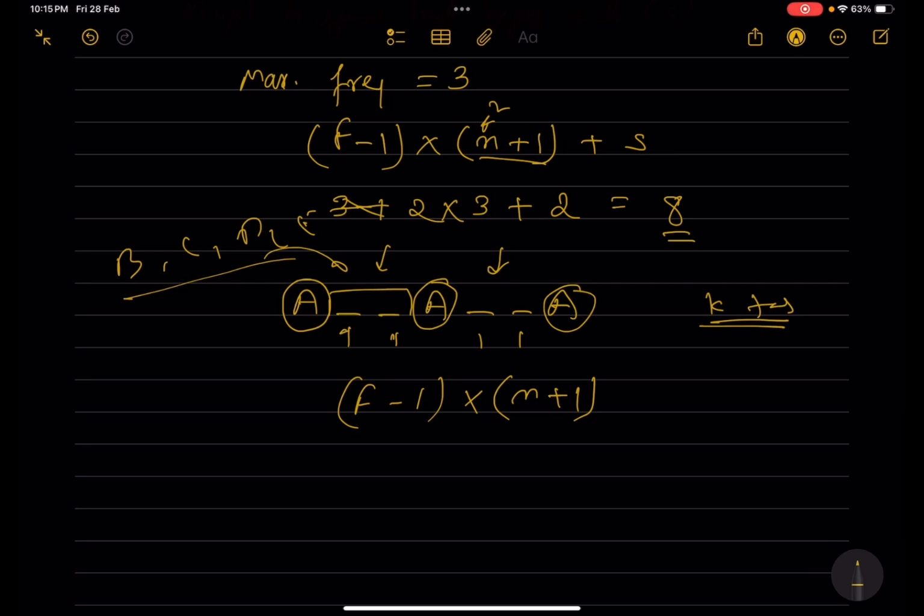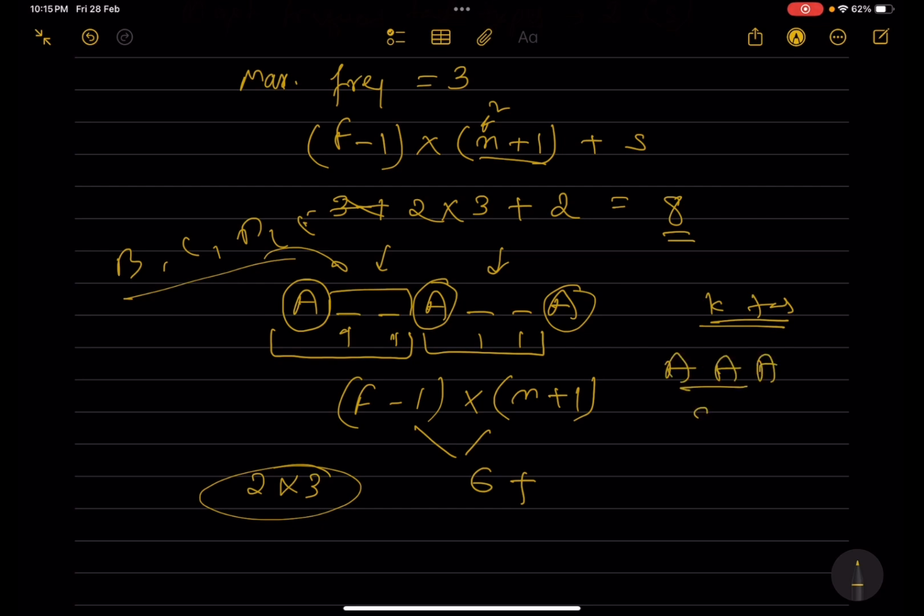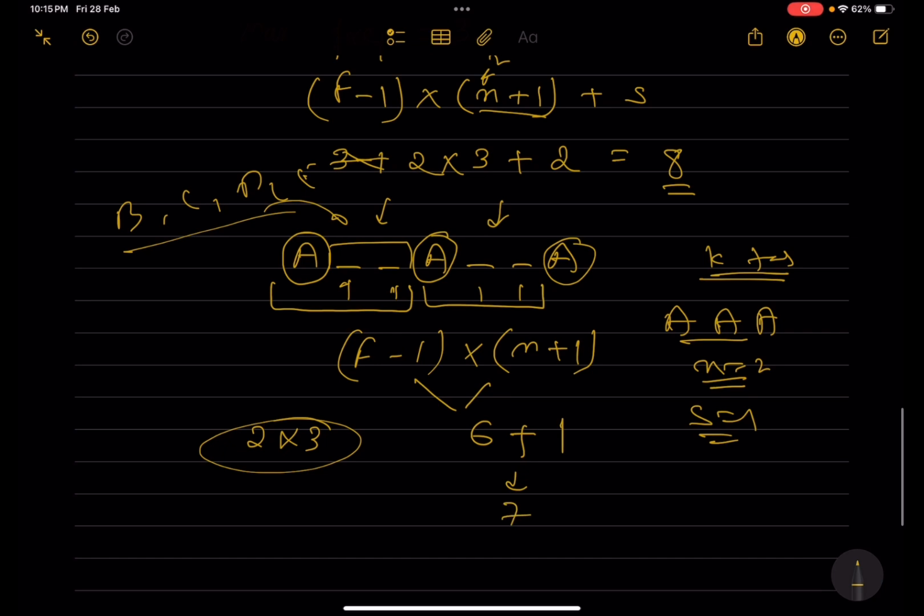So what we are saying is 2 into 3, so this accounts to 6, plus, if only A was there, that means we only have A and n is equal to 2, that means s is 1. There is only one task and that is the most frequent task. So s is 1. We would be adding 1 to this and this would come to 7. Now why are we adding 1 to this? We have to consider this task also.